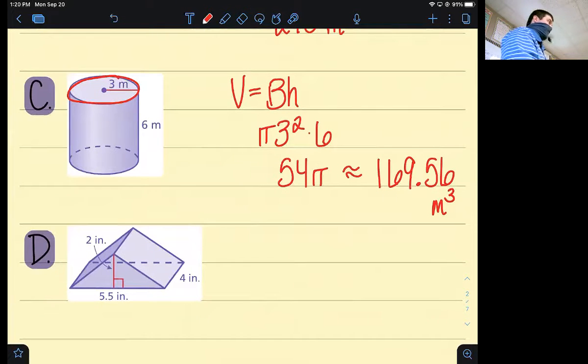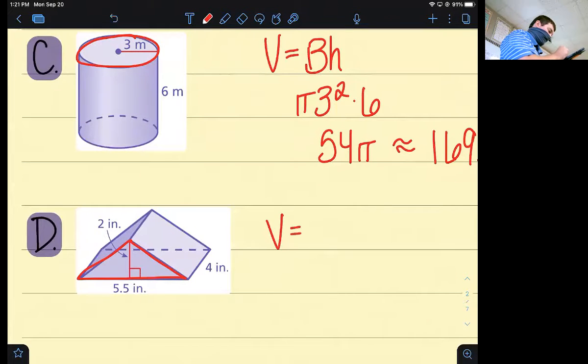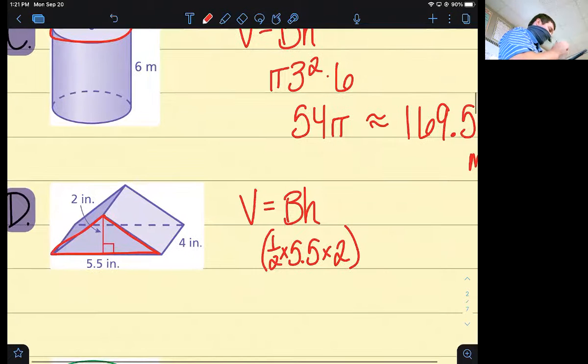Here's another triangular prism. Maddox, can you tell me how to find the area of our triangular base? Okay. And then what am I going to use for the height of this prism? Maddox.